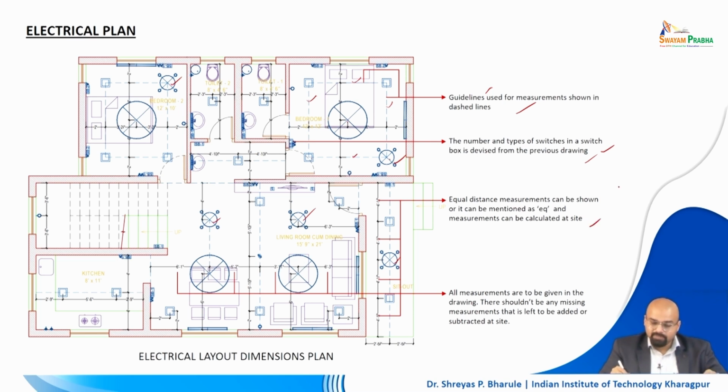Next, the equidistance measurement can be shown, or it can be written as EQ, right. So, here is where you have the equidistance measurements being placed. From the wall, the center of this particular light fitting is located at this distance, then the chandelier is located at this distance, from the chandelier to this particular fitting is this distance, and from this fitting to the end of this sit out is this distance. So, all of it is at equal distance. Either it can be mentioned as equal with one distance being shown, or it can be calculated on site, and then accordingly it can be done.